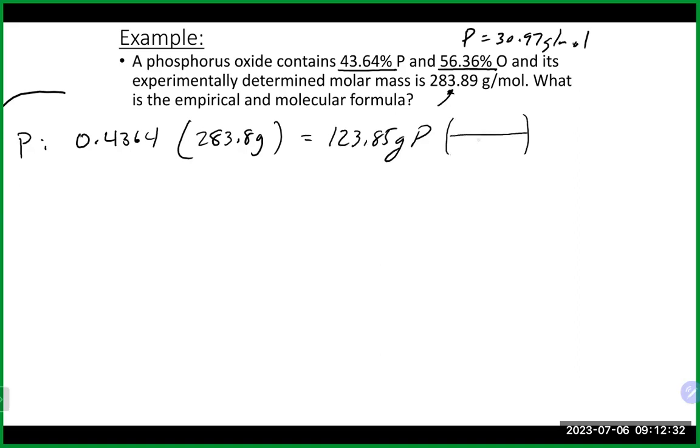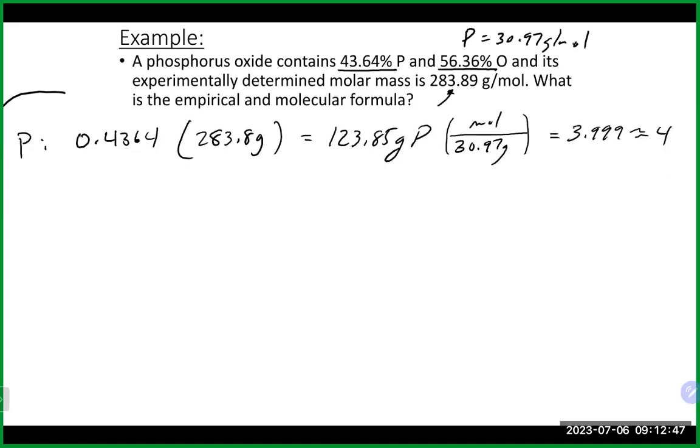We could then take the molar mass of phosphorus, which would be 30.97 grams per mole, and divide by 30.97, and I get 3.999, which is essentially 4 there.